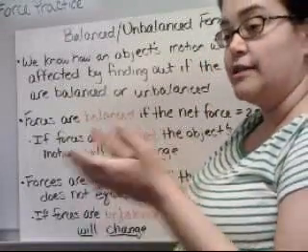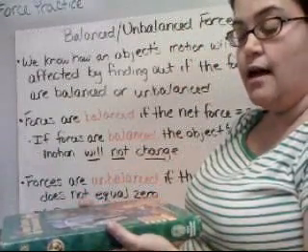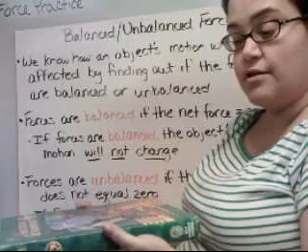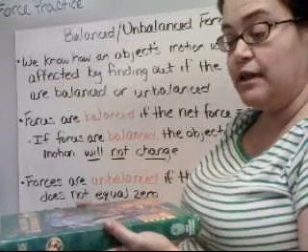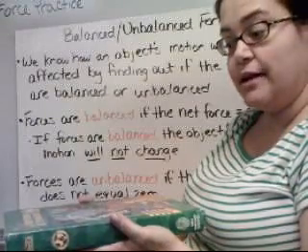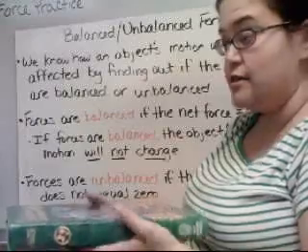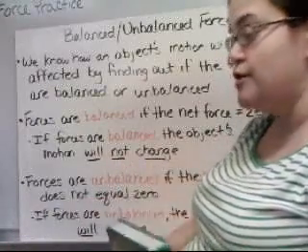So if you have an object that's sitting still, like my book, I'm holding the book up with a certain amount of force, and gravity is pulling the book down with a certain amount of force. And right now, those forces are balanced because the book is sitting still, and it remains sitting still. Nothing changes. Okay? So there's no change.